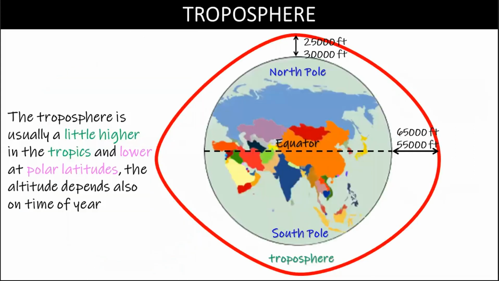The height of the troposphere varies with latitude and seasons. It slopes from about 25,000 feet over the poles to about 55,000 feet over the equator. The height of the troposphere is higher in summer than in winter.